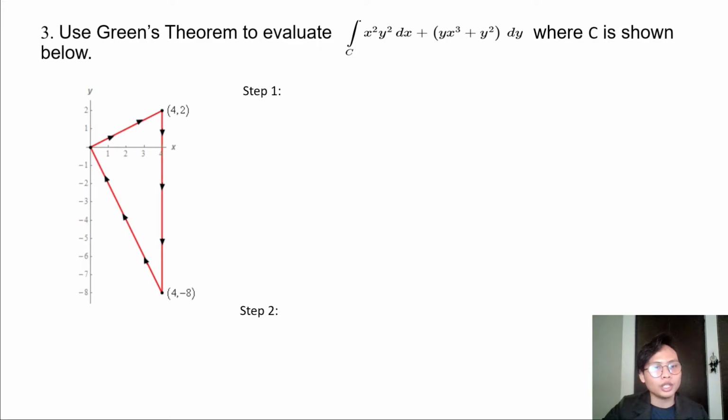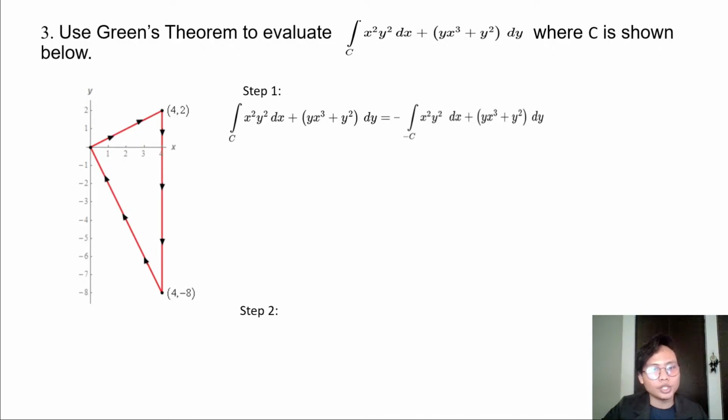Specifically, we know that the integral over C of x^2 y^2 dx plus (y x^3 + y^2) dy is equal to the negative of the integral over negative C of x^2 y^2 dx plus (y x^3 + y^2) dy.